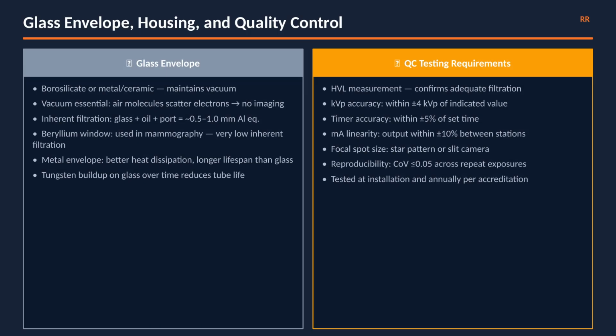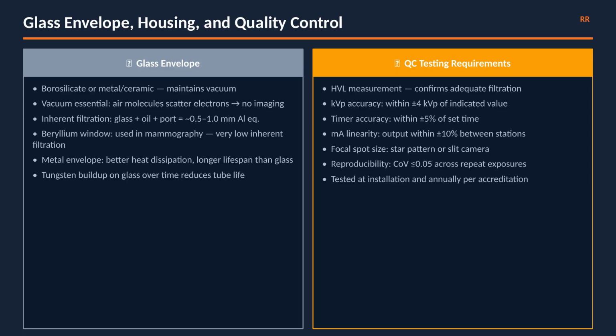The glass or metal ceramic envelope has 3 roles. It maintains the vacuum. It contributes inherent filtration. The glass itself, the insulating oil, and the port window together absorb approximately 0.5 to 1.0 mm aluminum equivalent of low-energy photons. And in mammography units, a beryllium window replaces glass. Beryllium has much lower inherent filtration, allowing the soft X-rays needed for breast tissue imaging to exit the tube.